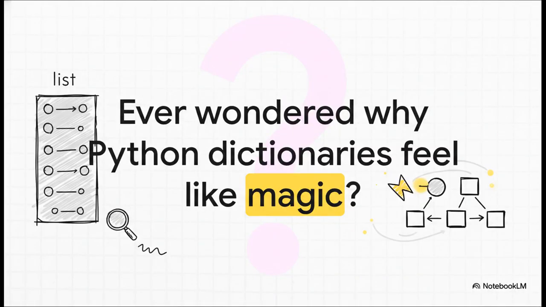You've probably felt this, right? If you've ever worked with a ton of data in Python, you know that searching for one item in a massive list can take a second. But grabbing a value from a huge dictionary feels completely instant. So what's the trick? How is that even possible?